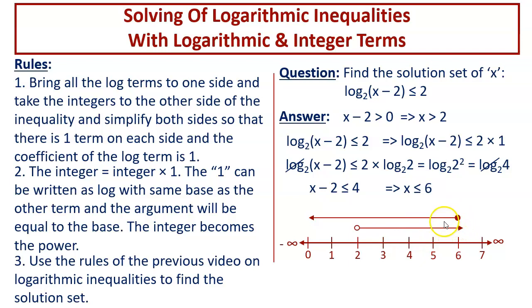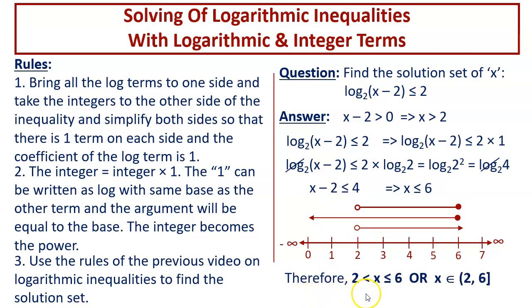Now the solution set will be the common part taken from both these rays. Obviously, the two endpoints will be 2 and 6. The 2 will have an empty circle or hollow circle and the 6 will have the filled in circle. So this is the solution set. Every real number lying between these two points, and 6, should be included but not 2. This will be the solution set of our given inequality.